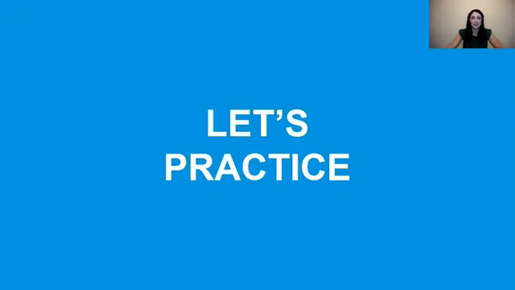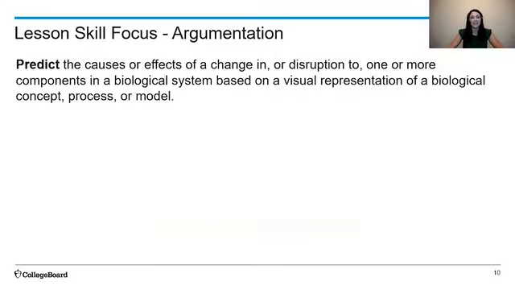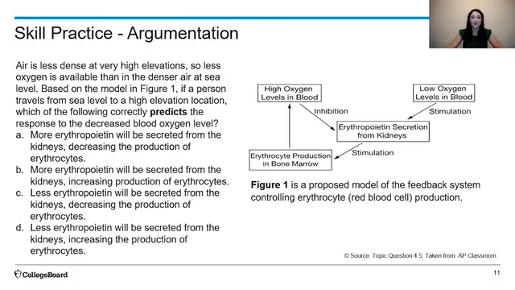So now it's time to practice. In this lesson, we're going to be looking at the skill of argumentation and specifically predicting the cause or effect of a change in or disruption to one or more components of a biological system based on a visual representation. And so in this case, we're predicting the cause or effect of a change in one of these feedback mechanisms. So here is our question.